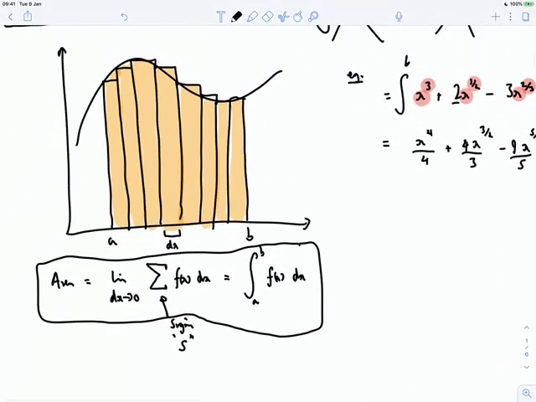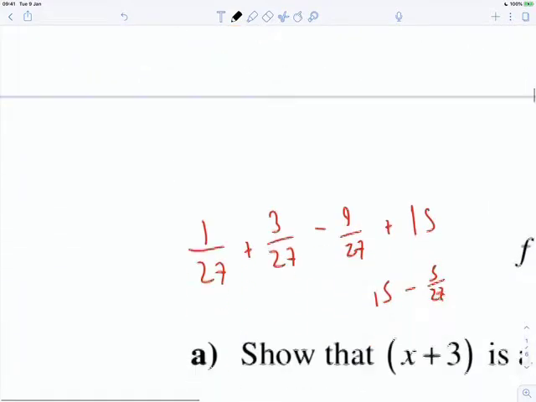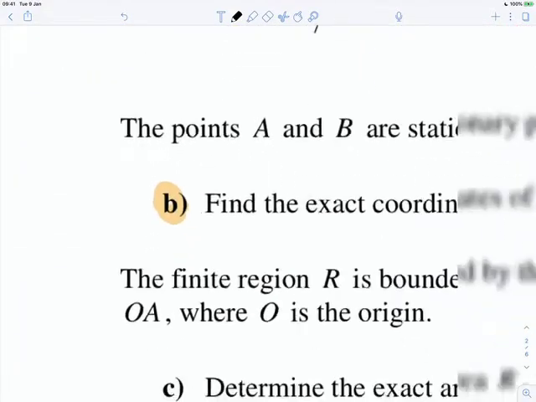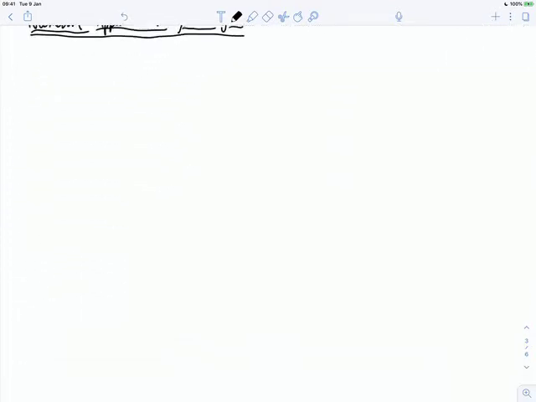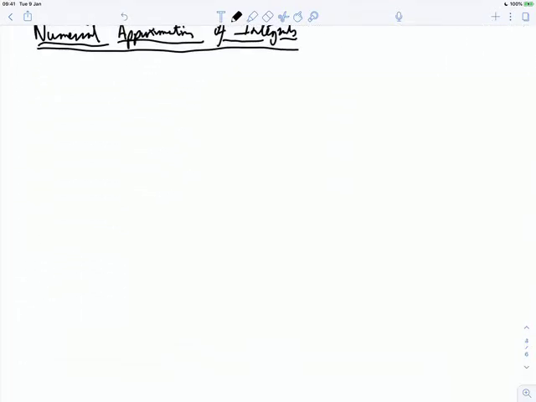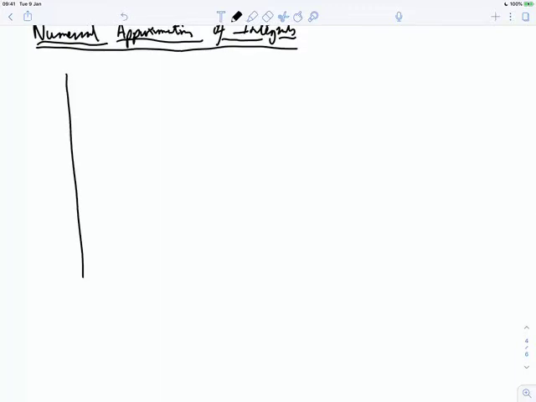Okay, now one of the ways of estimating is what we're going to be looking at. It's called the Trapezium Rule. Before, I broke things up into rectangles, and now what we're going to be doing is breaking things up into trapeziums. It's pretty easy, and you'll see why the rule is what the rule is. So, same deal.